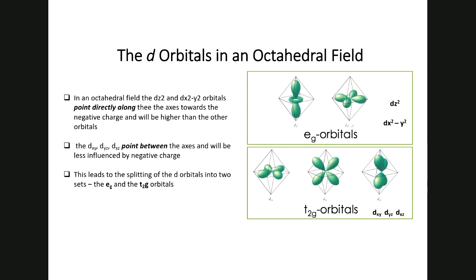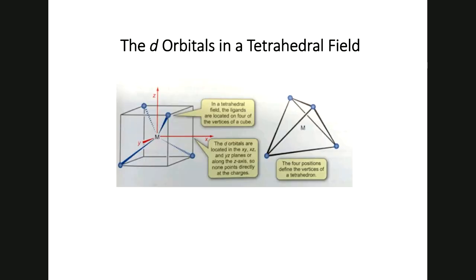All right, so the octahedron is probably the easiest one to see. We're only responsible for three splitting diagrams: octahedral, tetrahedral, and square planar. Tetrahedral is a little bit funkier to see just because you have to imagine being in a cube and imagine a tetrahedron being in that cube.